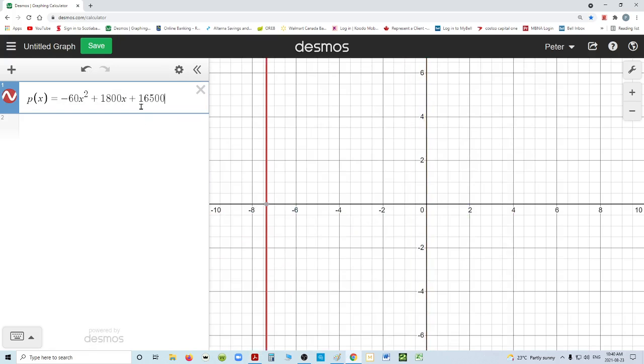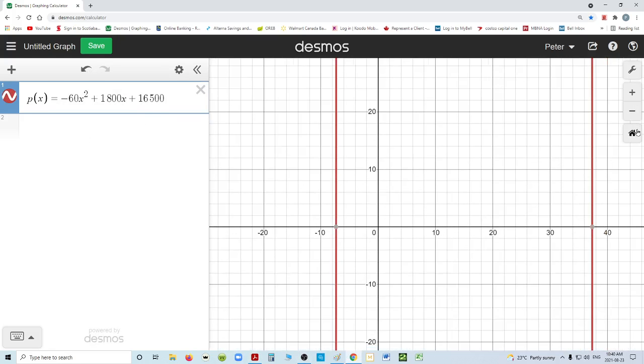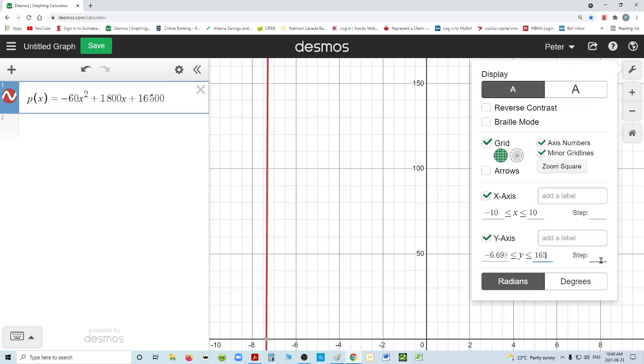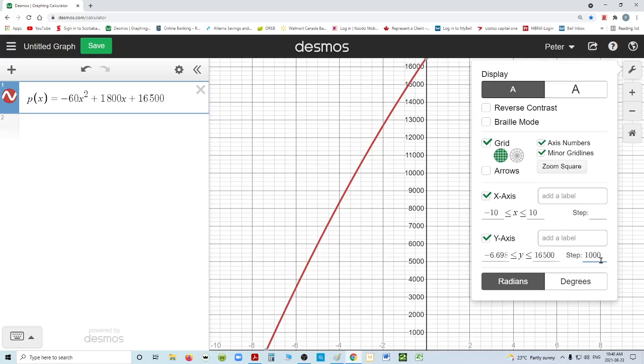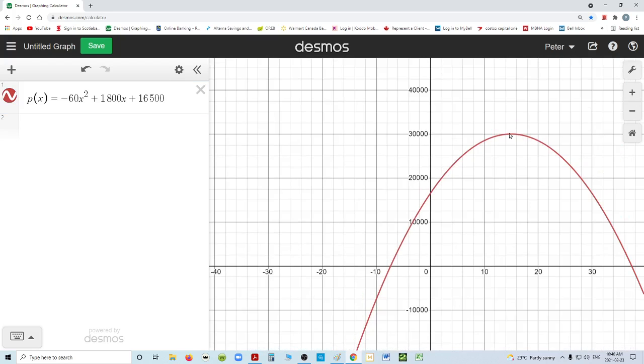And I just want you to notice something. So if the x-axis, let's see if that was correct. Yeah, so we'd have to put the y in different terms here. It goes as high as 16,500 in steps of 1,000. There we go. If you notice, a downward facing parabola will always have a highest peak.